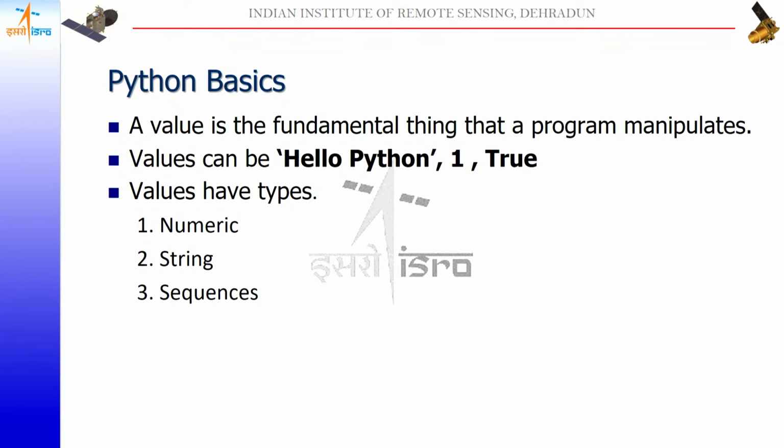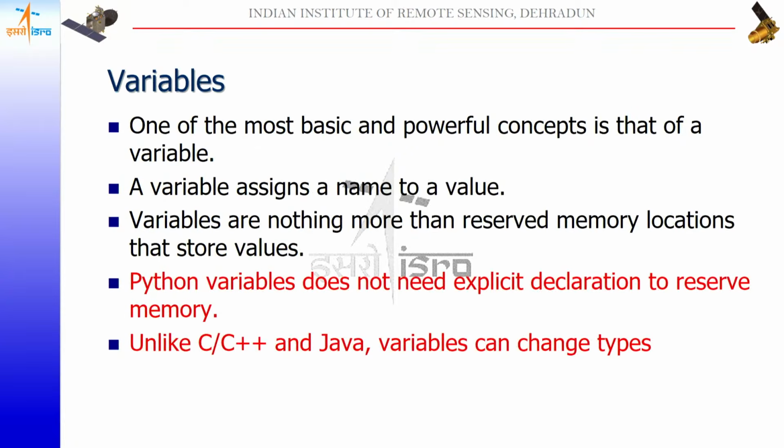Suppose you want to represent or store the name of a person. The natural choice is that the name of a person is a set of characters, so that will be stored as a string. Now suppose I want to store the number of students attending this course. That will be an integer number, so I will encode that value as an integer. Then suppose I have to store the weight of some person, that is expected to be a floating point number, so it will be stored as a floating point value. So the values can be numeric, a string, or a sequence like 0 to 9, 0 to 10, or something like that.